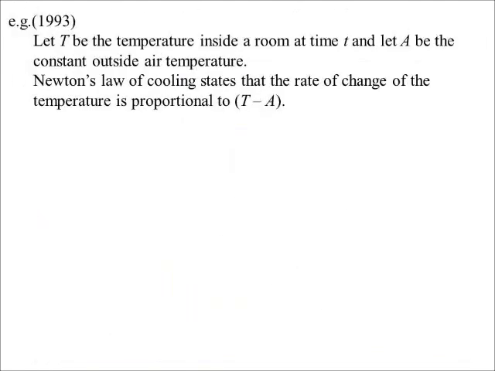The classic ones is the temperature, and you see these ones a lot. Newton's law of cooling, it's known. He's responsible for such a lot, that Newton. I suppose there was no telly. What else did he have to do but come up with formulas and theorems? So T is the temperature inside the room at time t. A is the outside air temperature. And the law of cooling states that its rate of change of temperature is proportional to T minus A.